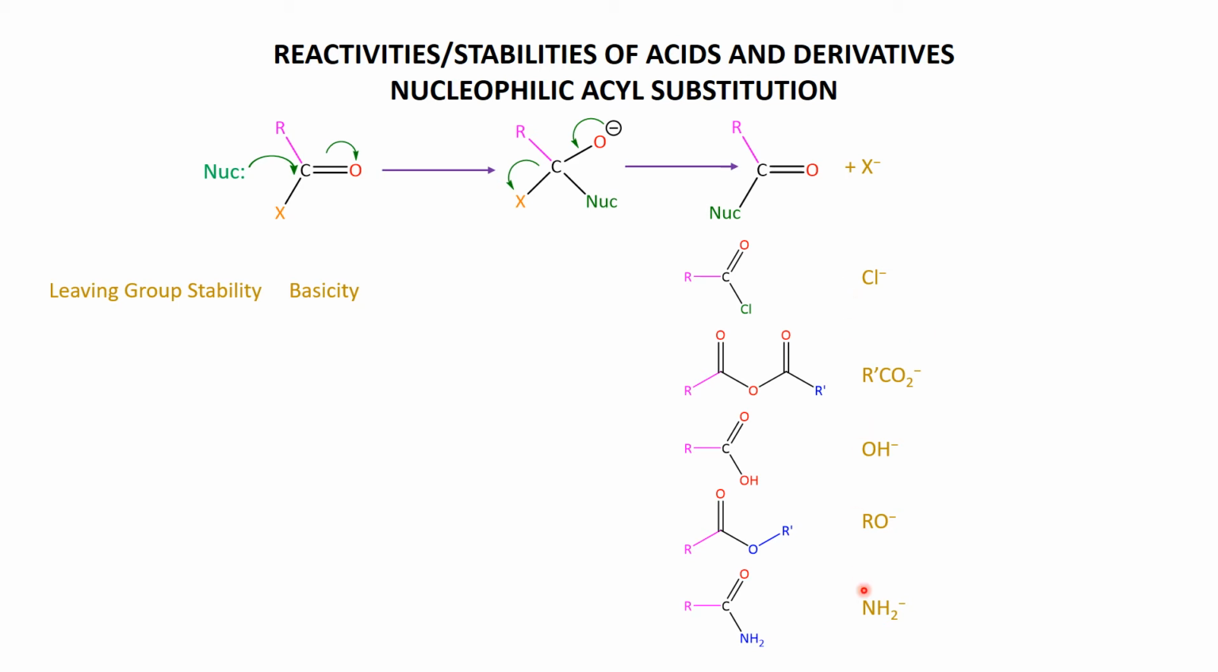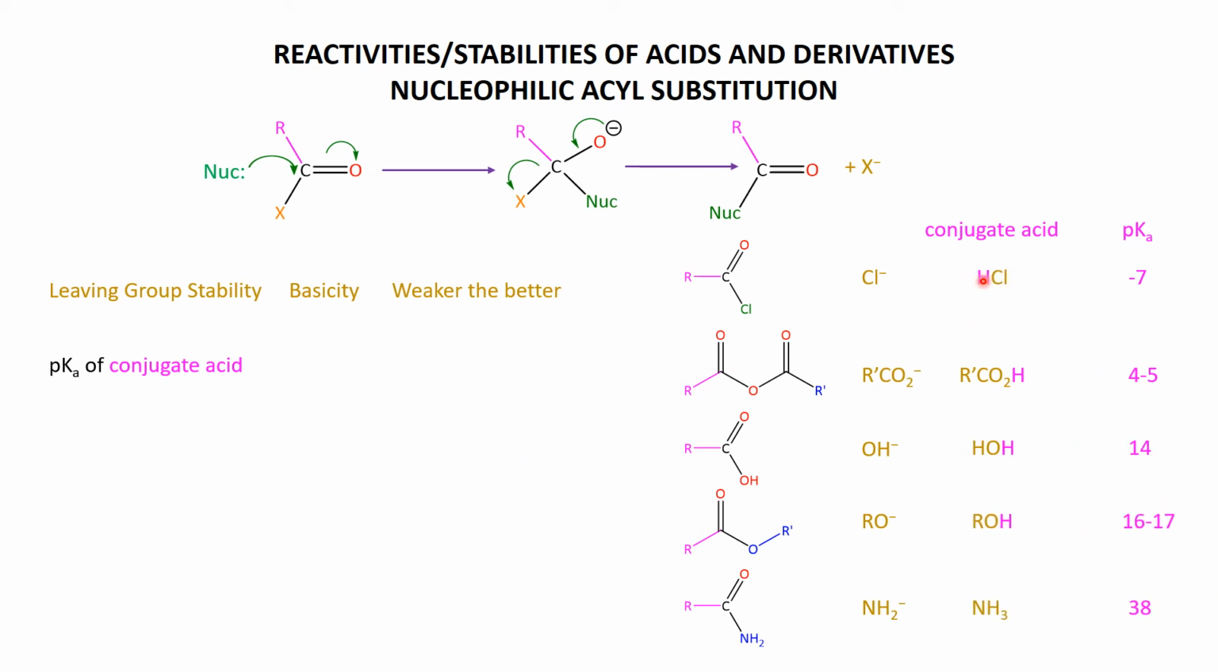Now, how do we compare the basicity of these things? Well, we can look at the conjugate acid. Remember, the weaker the base, the better the leaving group. So let's think about not the base, but its conjugate acid. What's the conjugate acid of Cl minus? Well, it's HCl. HCl is an amazingly strong acid. Going all the way down, what's the conjugate acid of NH2 minus? Well, it's NH3. You don't think of NH3 as being an acid, do you? Think of it as being a base.